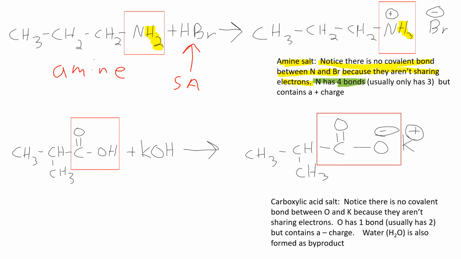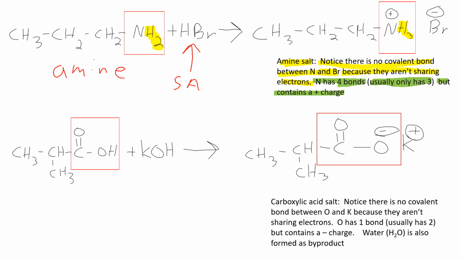The other thing that we want to notice is that nitrogen now has 4 bonds. Nitrogen is bonded to 3 hydrogens and the carbon to the left. How many bonds does nitrogen usually get? Usually nitrogen only gets 3 bonds. This time it has 4. Because it has an unusual number of bonds, 4 instead of the usual 3, it's going to contain a positive charge. Remember what salt means. Salt is slang for ionic compounds. So you see the positive and the negative charge for this amine salt.